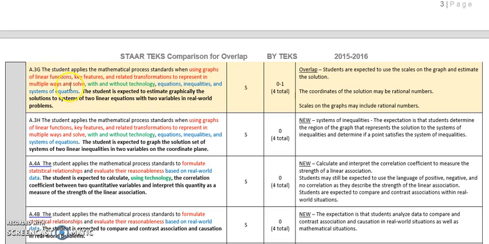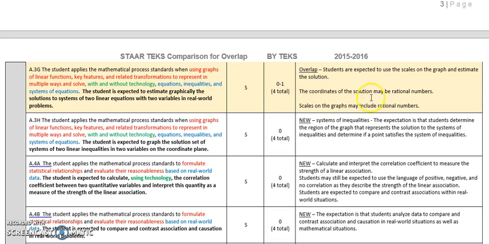So A3G says a student is expected to estimate graphically the solutions to systems of two linear equations with two variables in real-world problems. So it's systems, not new. We look over, oh look, overlap. That's exactly what we expected. So why would I bring this to your attention? It's because of the guidance that came with it.